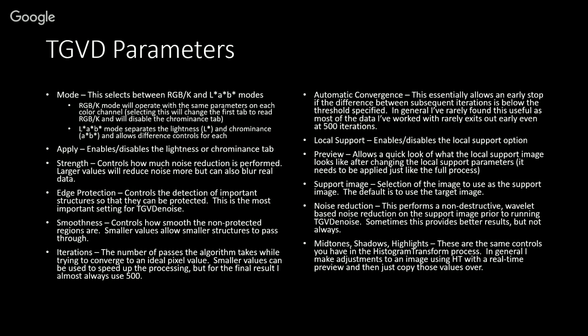And then you have some midtone, shadow, and highlight sliders. These are very similar to any kind of adjustment you make on a histogram, right? Allowing you to do some shadow clipping, highlight clipping, and midtone adjustments on your support image.